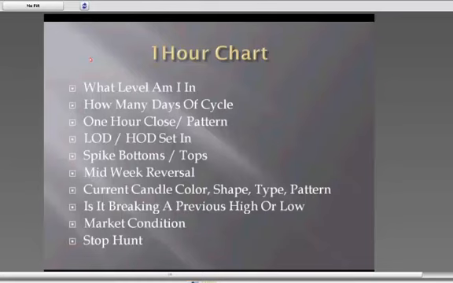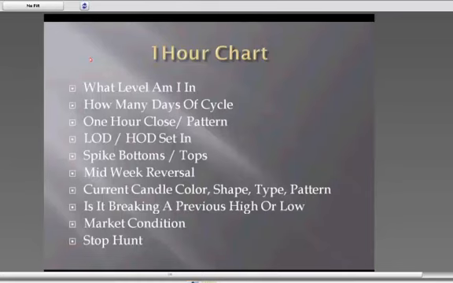Is it breaking the previous high or low? Light blue tracer, remember that? Okay, if we're breaking the previous high or low from the blue tracer, now we've got to wait to see the close. If they close below that, we got it. If they close above, we're waiting for what? Next level strike zone. What condition of the market am I in?